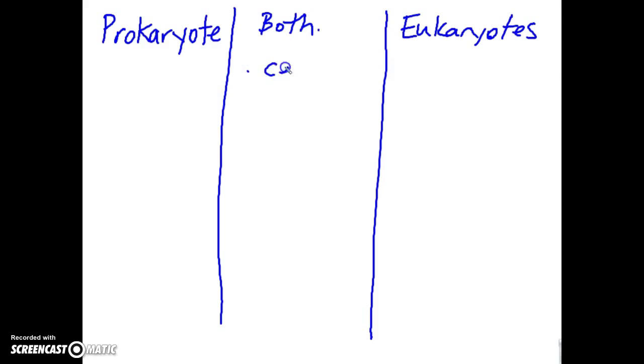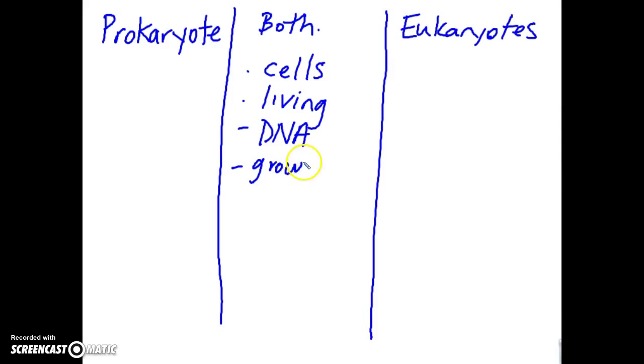Well, they're cells, or they have cells. They're living, which means they have DNA, because that's what is required for a living thing. They grow and reproduce. They have all of the things that living things have. They reproduce. They use energy.